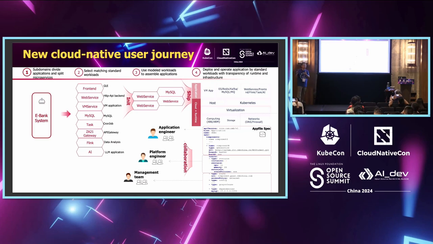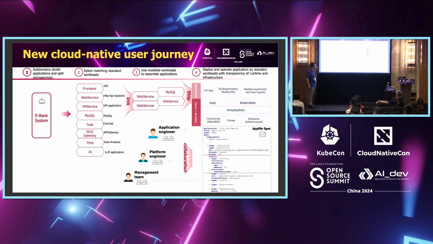If we want to develop a new product, a new eBay system, at first we will study the domain, use DDD to divide the application and split microservices, and select matching standard application workloads for GUI, API server, VM service, cron job, to assemble and initialize it as an application. The application can then be fully deployed in the cloud. And also, you use the plan to just run and ship the application to the cloud. It will be deployed automatically and be monitored by the system.